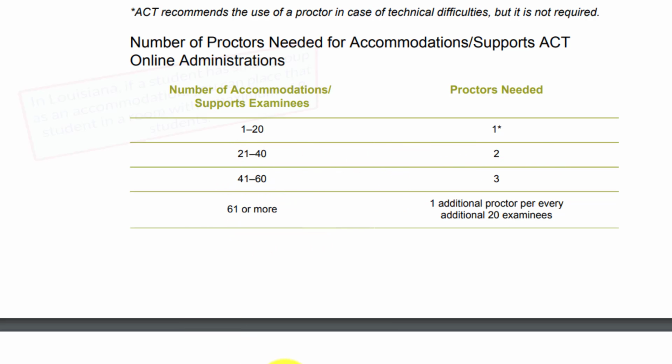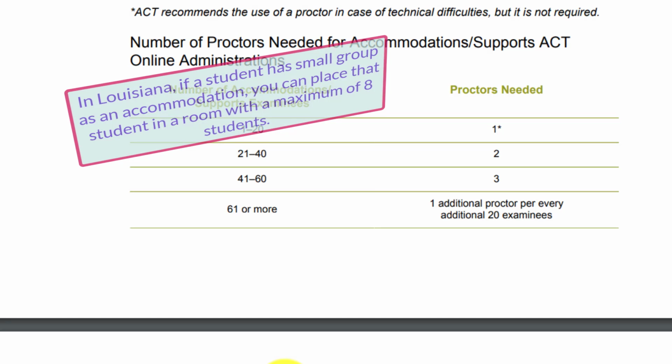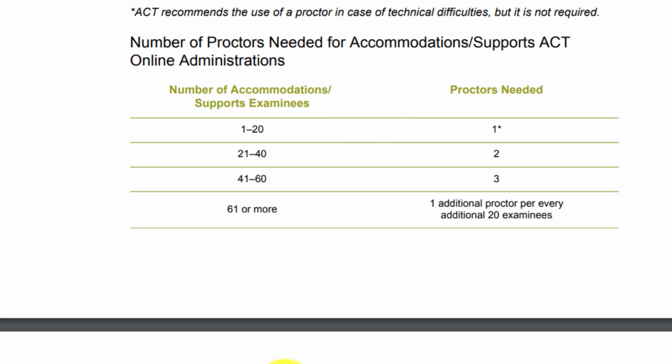Now remember, if a student's IEP requires small group testing, you cannot have that student in a room with more than 8 students. So the room must be 8 or less. So if the student's IEP in Louisiana says small group testing, the maximum number of students in that room can only be 8. And it's still a good idea, though, to have a proctor in that room.